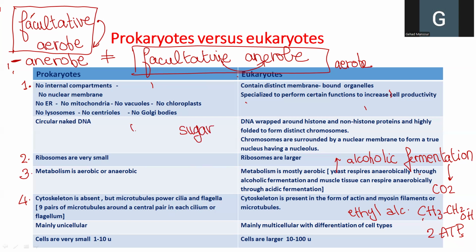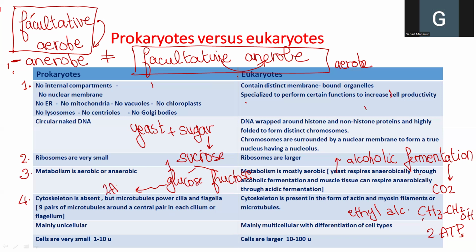Because yeast, when your mom, for example, prepares dough, she adds sugar to the yeast, because the sugar we use on a daily basis is sucrose. So the yeast will break down that sucrose into glucose and fructose, and then will use glucose as a source of energy. Every molecule of glucose will produce a small amount of energy, which is 2 ATP.